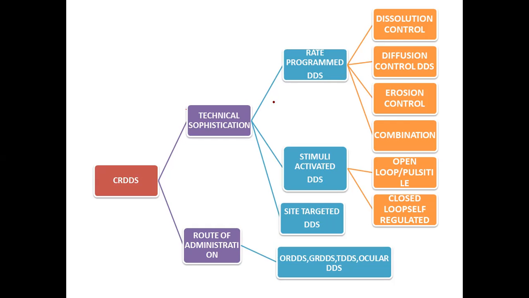Then stimuli activated drug delivery systems, which means they are activated either by internal stimuli or by external stimuli. Rate programmed drug delivery systems are further divided into dissolution control, diffusion control, erosion control, or a combination. Stimuli activated drug delivery systems are characterized under the open loop system or the closed loop, pulsatile or self-regulated system. And the last one is the site targeted drug delivery systems.